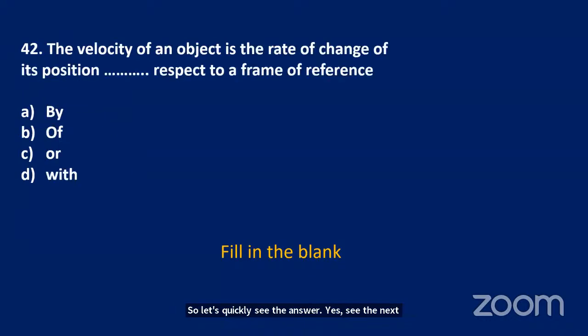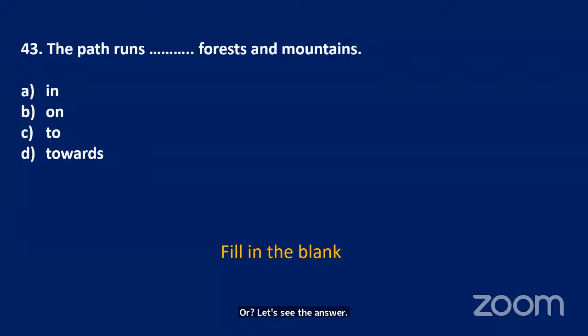See the next question. The velocity of an object is the rate of change of its position dash respect to a frame of reference. Is it by, of, or with? Let's see the answer. It is with respect to a frame of reference. All right. See the next question.